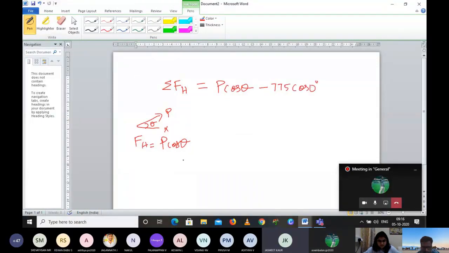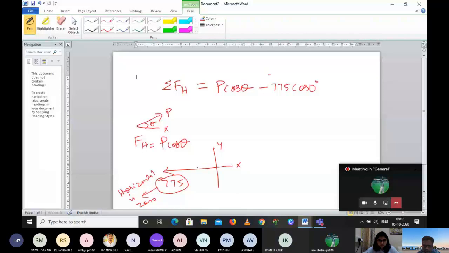See here, the next force is acting like this. This is the y-axis, this is the x-axis. 775 is acting here, towards the left, so the angle made by this force with the horizontal is 0 degrees. Please take a note of it.